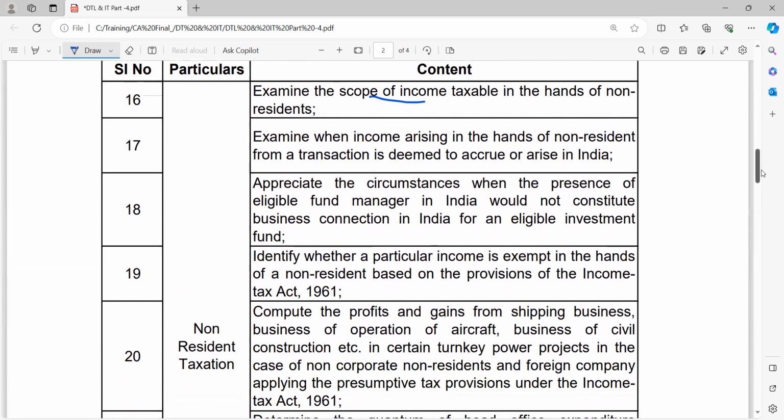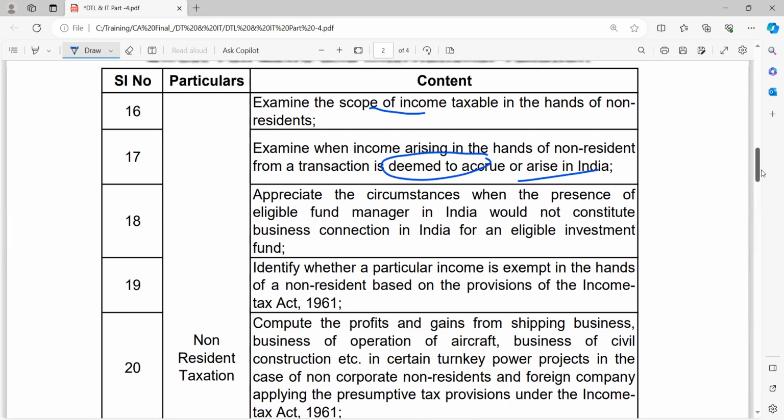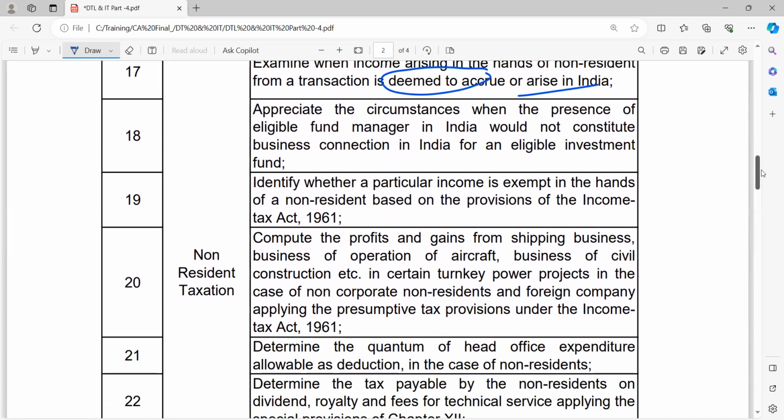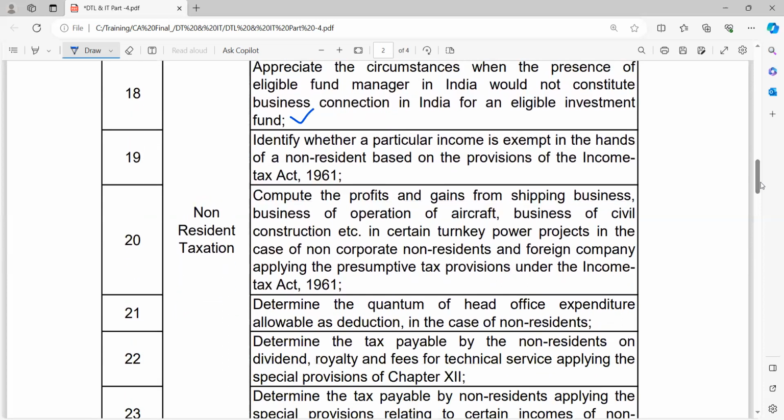Next, you can examine when income arising in the hands of a non-resident from a transaction is deemed to accrue or arise in India. Next, you can appreciate the circumstances when the presence of an eligible fund manager in India would not constitute business connection in India for an eligible investment fund. You can identify whether a particular income is exempt in the hands of a non-resident based on the provisions of the Income Tax Act, 1961.